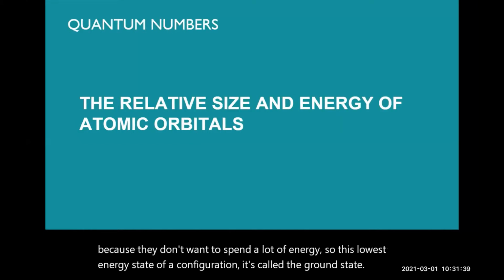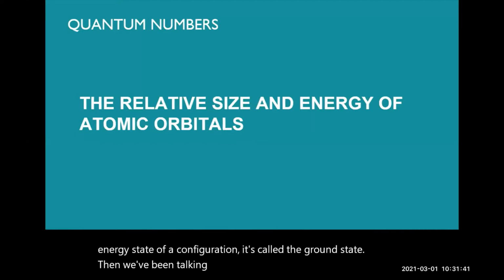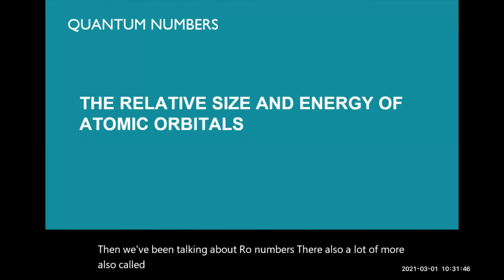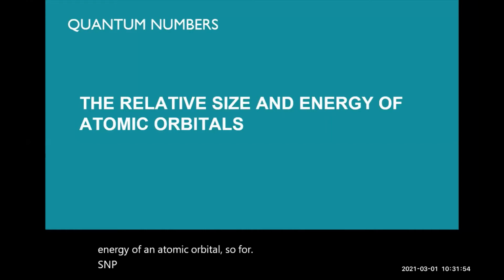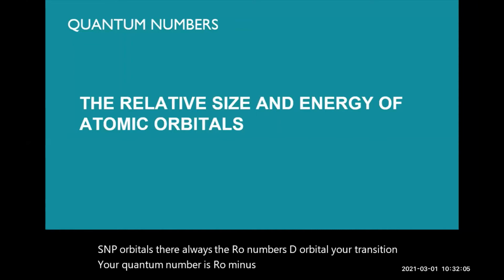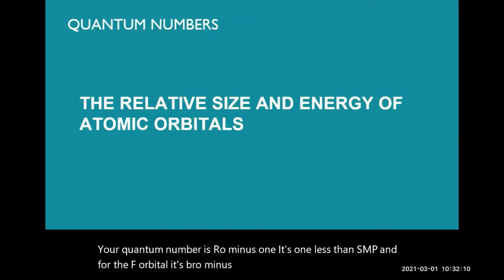Then we've been talking about row numbers. A lot of them are also called quantum numbers. And this is the relative size and energy of an atomic orbital. So for S and P orbitals, they're always the row numbers. For the D orbital, your quantum number is row minus 1. It's 1 less than S and P. And for the F orbital, it's row minus 2. It's 2 less than S and P.